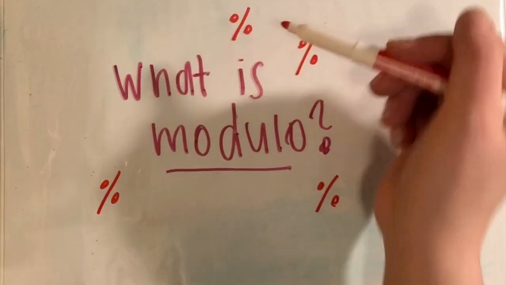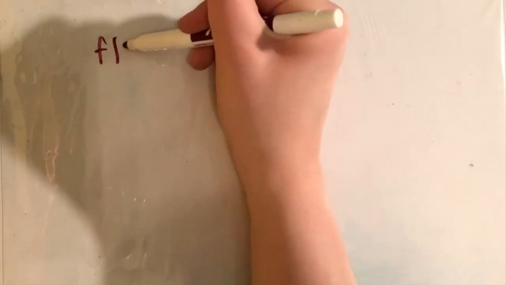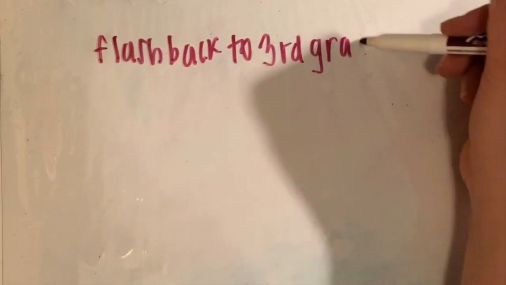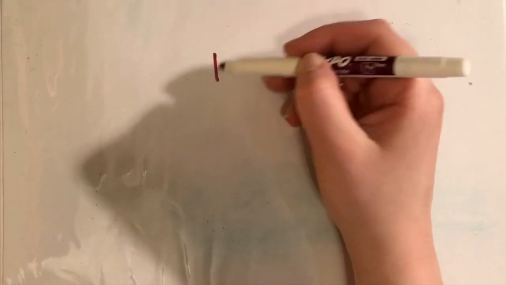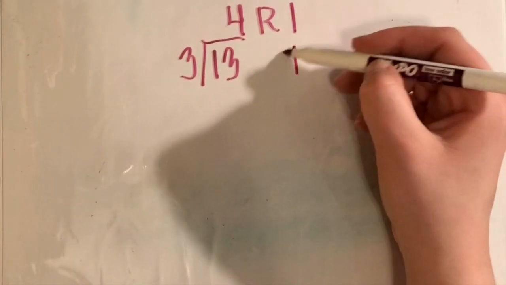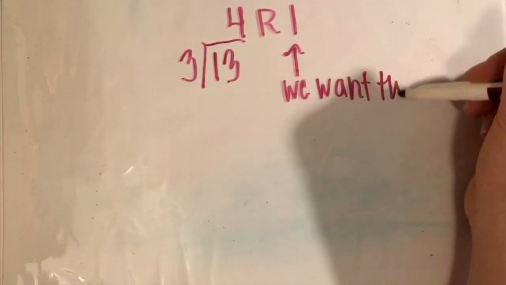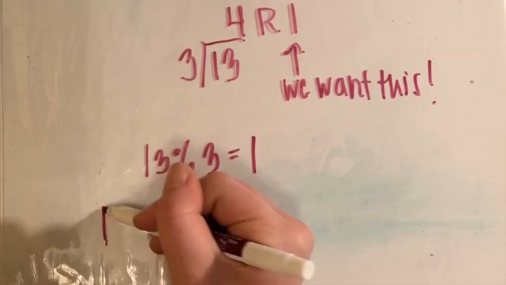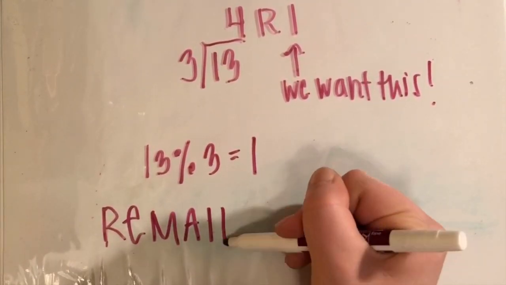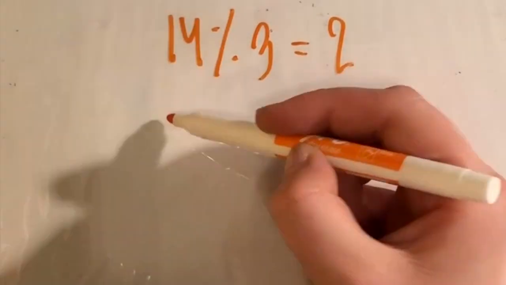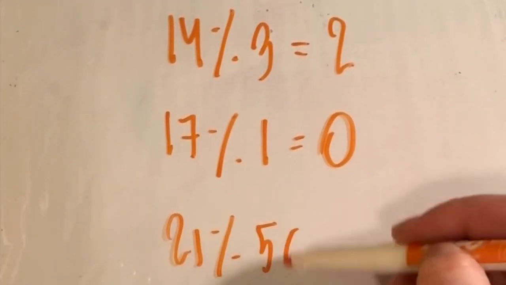What is modulo? Let's do a quick flashback to the 3rd grade, when things were simple and you were still learning how to divide. Instead of converting your answer to a fraction, you would simply write out the remainder. So if you had 13 divided by 3, you would get 4r1. In essence, modulo gives you that remainder. So 13 mod 3 would be 1. Here are a few example problems with mod, if you would like to pause and take a look at it.